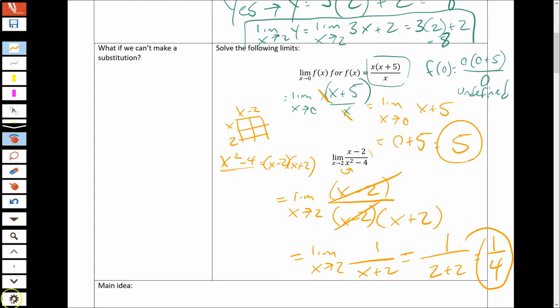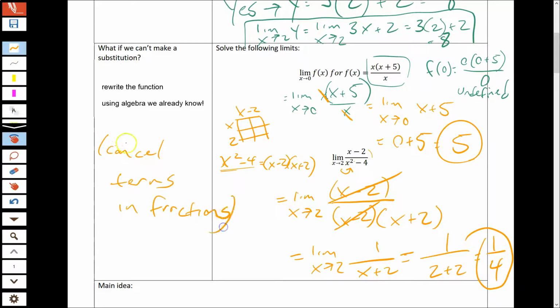So what if we can't make a substitution? Well, we can rewrite the function using some algebra skills that we already have. For example, we can cancel terms in fractions, and then we'll learn some other tricks as we go forward. But this is powerful, right? Because this allows us to evaluate what values functions approach without graphing, and it allows us to tackle situations where the function is not defined.